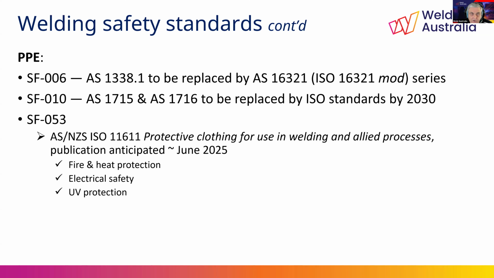Now, SF53, which is the last of these committees I'm just going to mention briefly, covers personal protective equipment not covered by other committees, including welders' protective clothing. Now, AS/NZS ISO 11611, when it's published, will specify requirements for fire resistance, electrical resistivity, and UV protection for the wearer for both light duty and heavier duty welding and related applications. It's currently anticipated to be released around June this year.